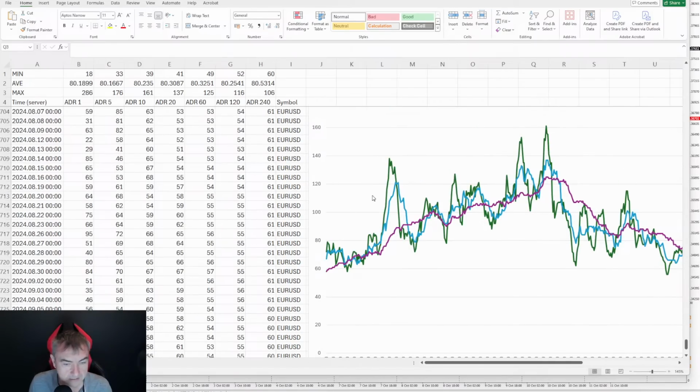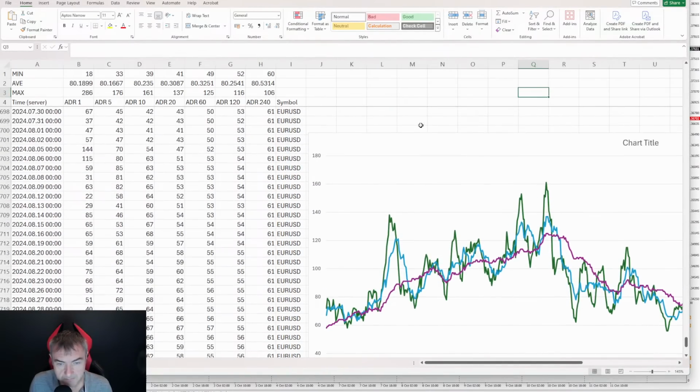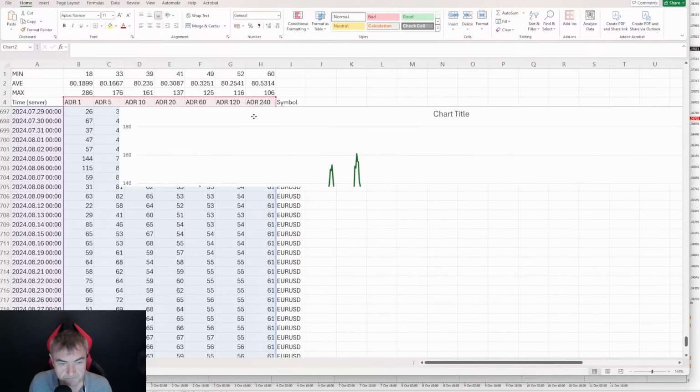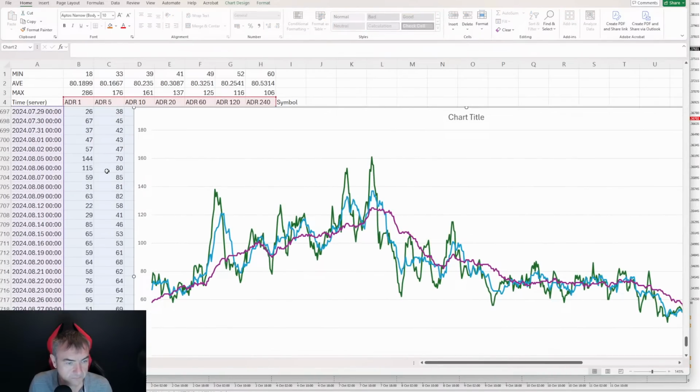But this chart here basically shows. I have to zoom out a little bit.